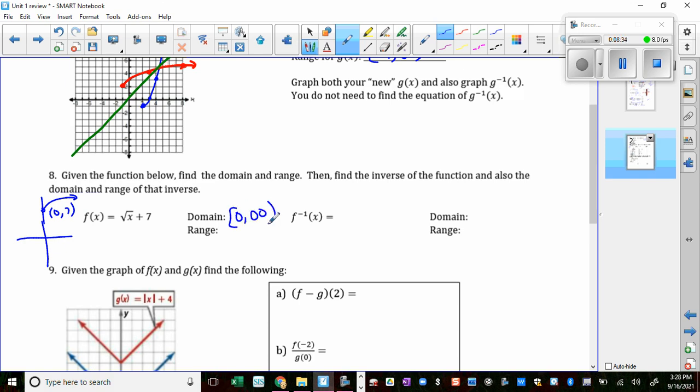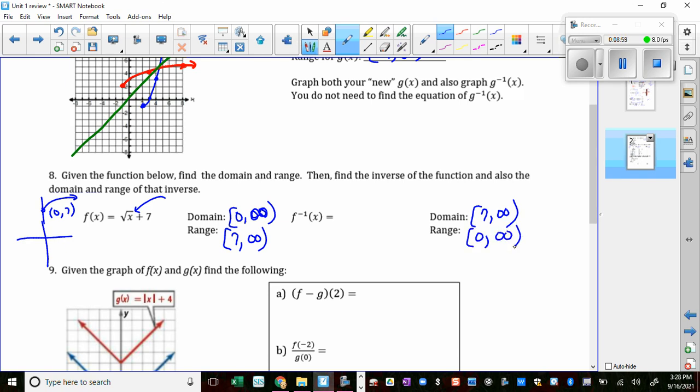Or I could have said to myself, hey, I want all the x's to be greater than or equal to 0. That's an infinity symbol, by the way. All right, and then the range is from 7 up, so 7 up to infinity. Now, you're supposed to know that when you do the inverse, you are reversing the domain and range. So this becomes 7 to infinity, and this one down here becomes 0 to infinity.